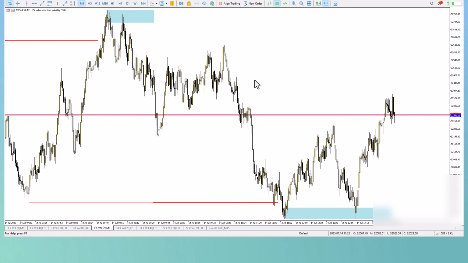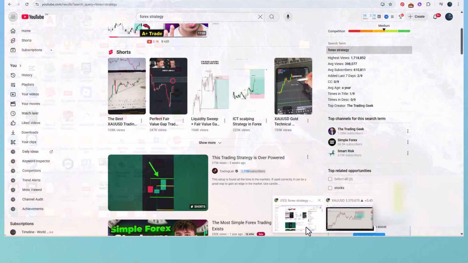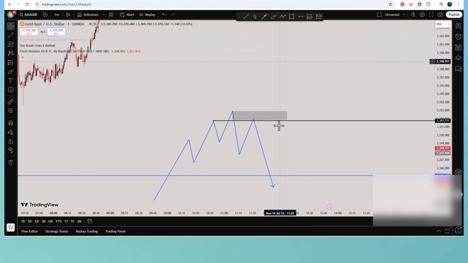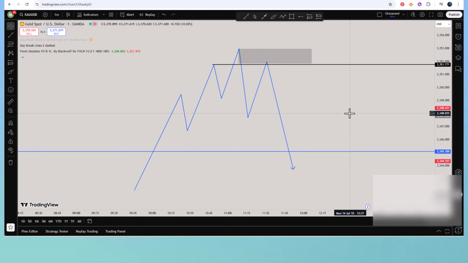Today, I want to show you a strategy that you can use on the M1 trading volatilities or synthetic indices. So what I'm going to show you first is the structure of how it looks. Then after that, I'm going to show you what you need to do to actually trade this particular pattern.